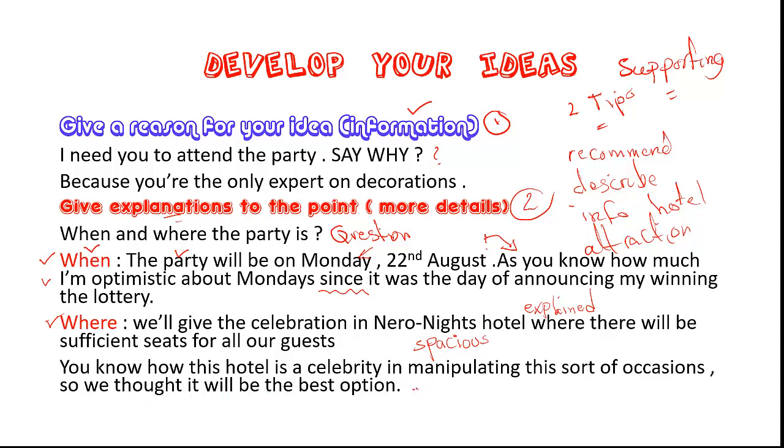After you give your explanation, you can tell me why or how your explanation is helpful, why this idea is beneficial or useful for the reader. Here, when he told us that he is optimistic about Mondays, he told us why he is optimistic about Monday, because it was the day of announcing the winning of the lottery.